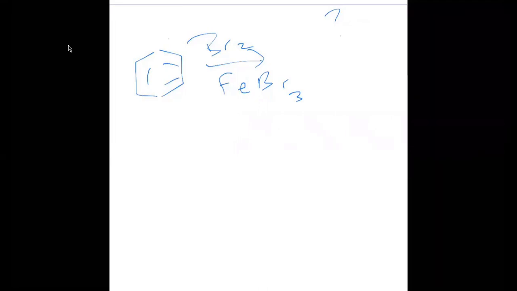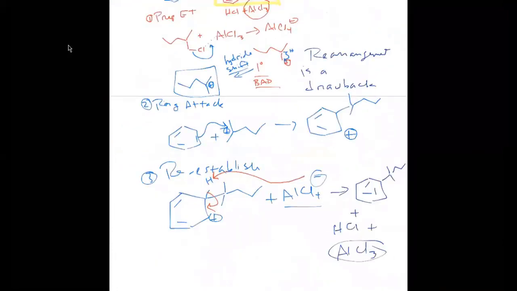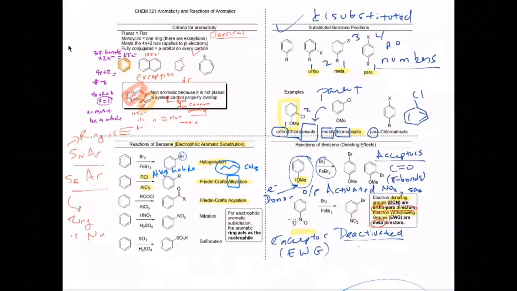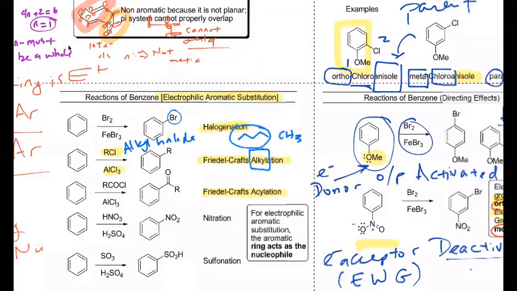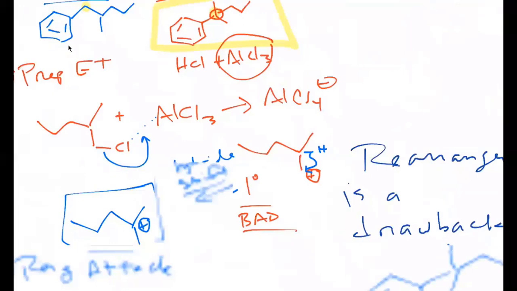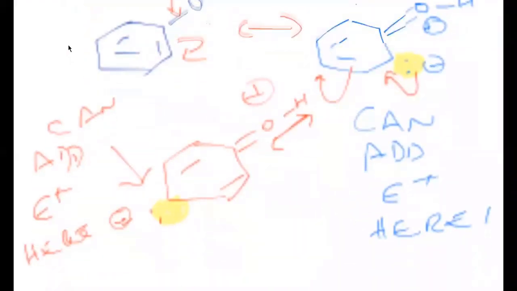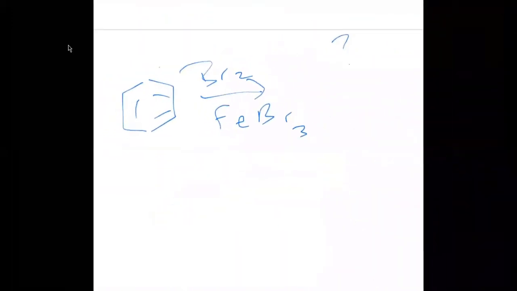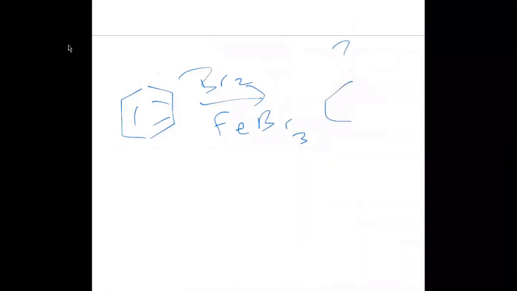What reaction is that? Let's go back up to the top. Halogenation. It's a halogenation, right? We only talked about these three. So it's a halogenation. We're adding a halogen. So the product is what? Just replacing one of the hydrogens with bromine, right? So this is the product. It's easy. What if I did another halogenation on that?